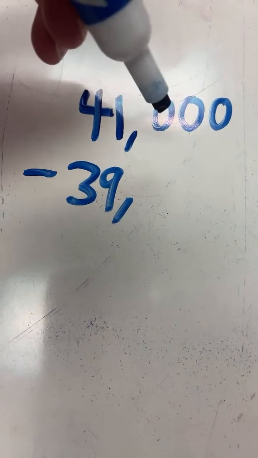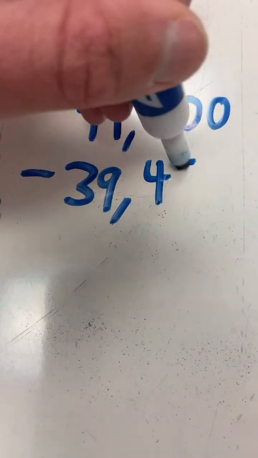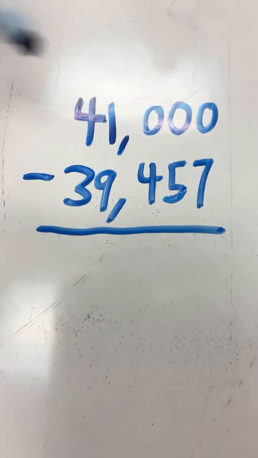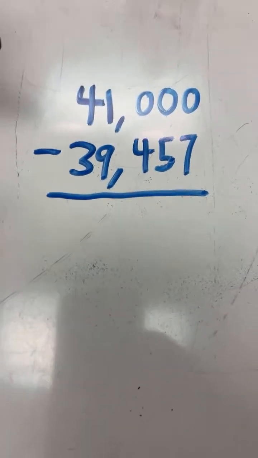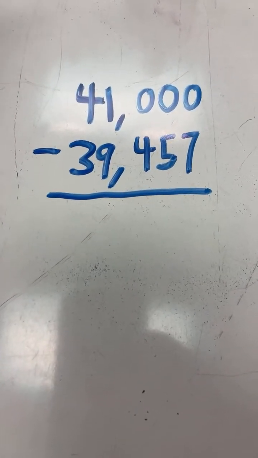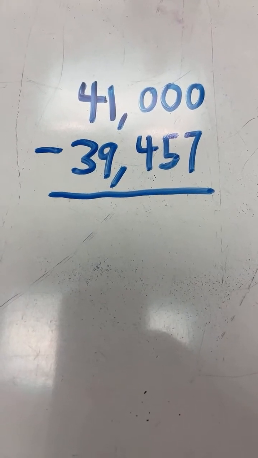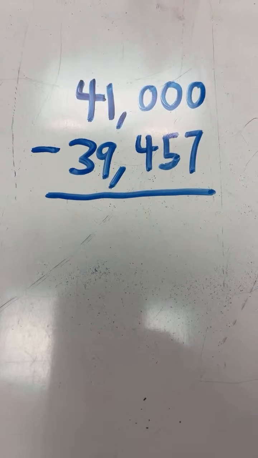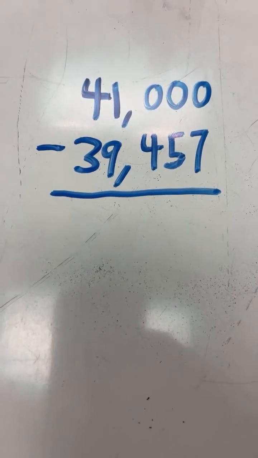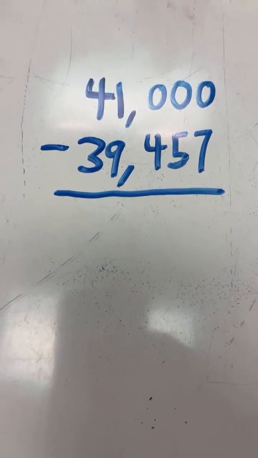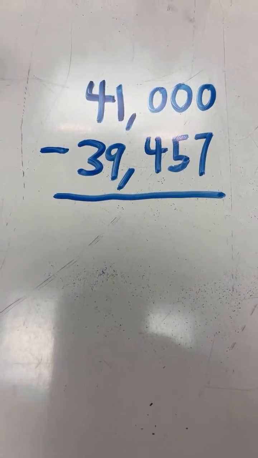41,000 minus 39,457. So step 1, we determine if regrouping is needed. Obviously, in this live stream, all of the problems require regrouping, but if you're just randomly doing subtraction, you don't know. So always check if regrouping is needed before you do any subtraction. And do all of your regrouping before you start subtracting numbers.